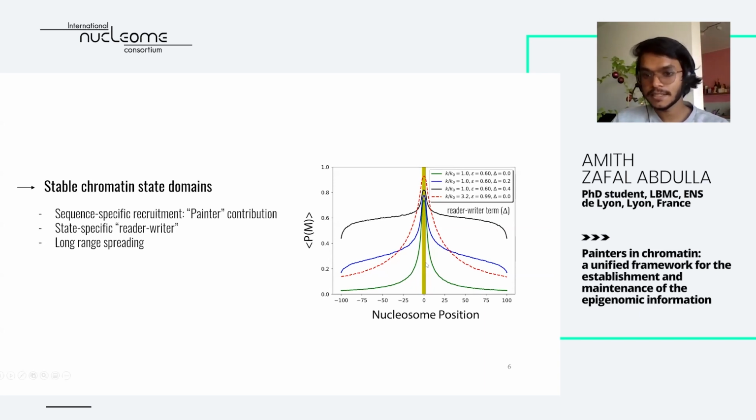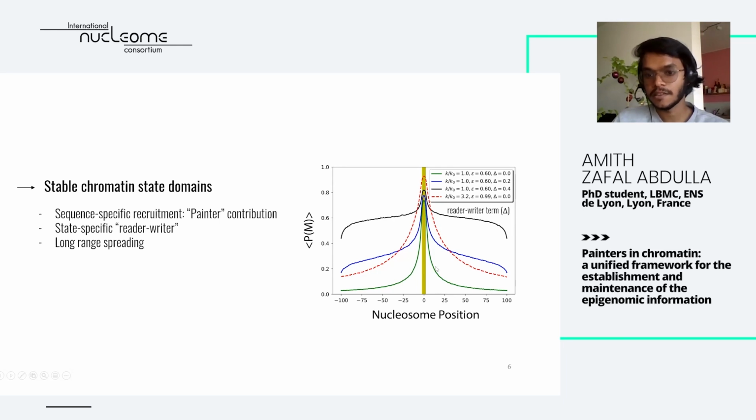I switch on delta, and what we see is some characteristic heavy tails. If I increase delta further, we see heavier tails. This means that the blue state or the modifications are much more spread out and not just localized around the painter region. So the shape of the profile is characteristically different when we incorporate different mechanisms. By looking at the profile, we can actually comment on the underlying process.